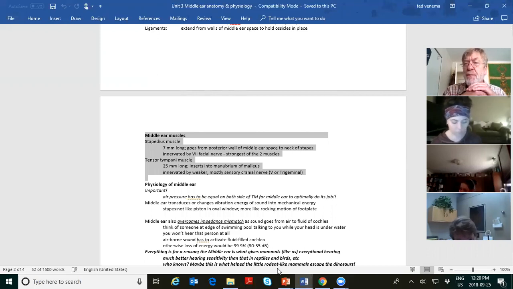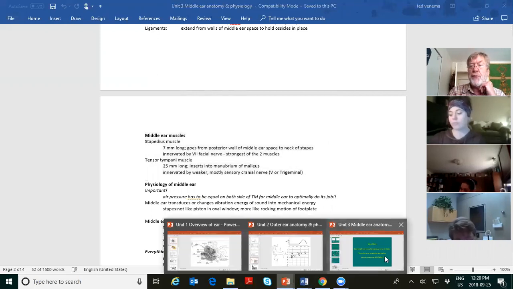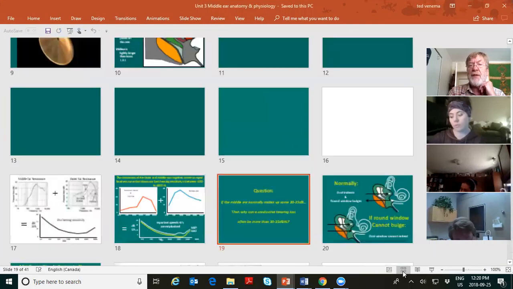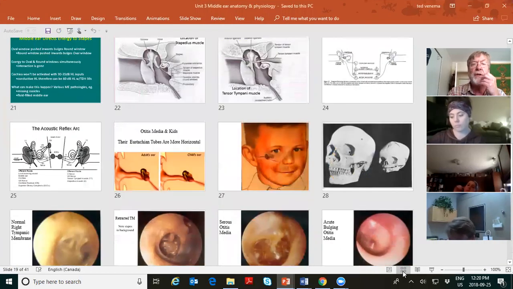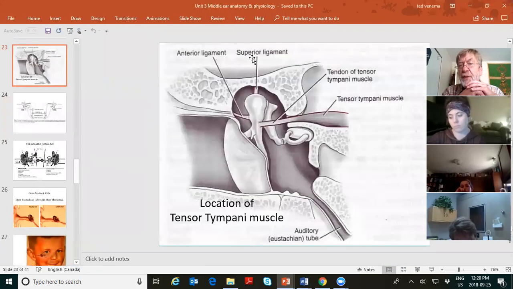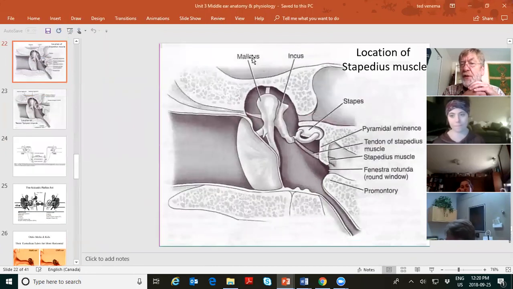The tensor tympani is the bigger of the two muscles, and it is also the weaker of the two muscles. So if we look here on a picture, the tensor tympani muscle attaches to the manubrium of the malleus, and the stapedius muscle attaches to the neck of the stapes.